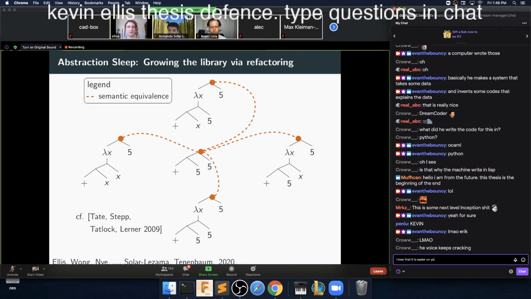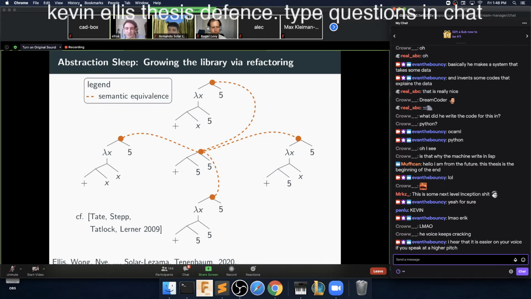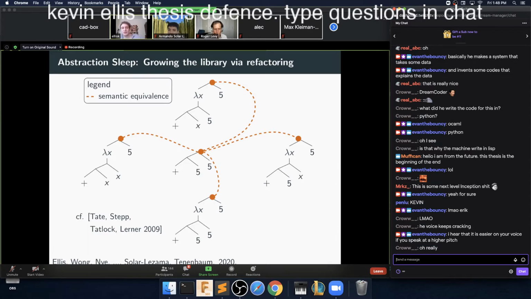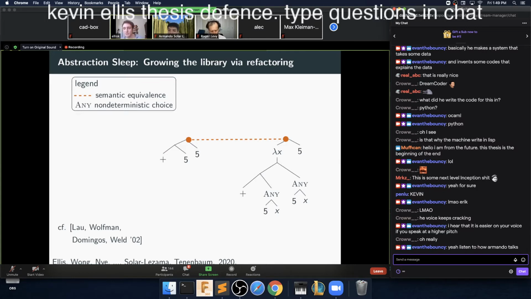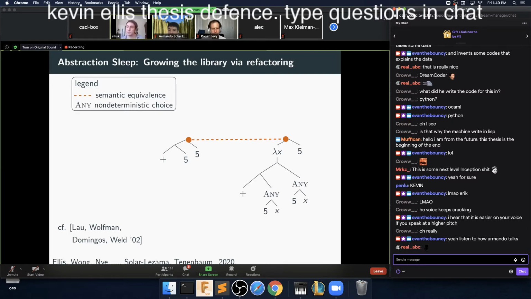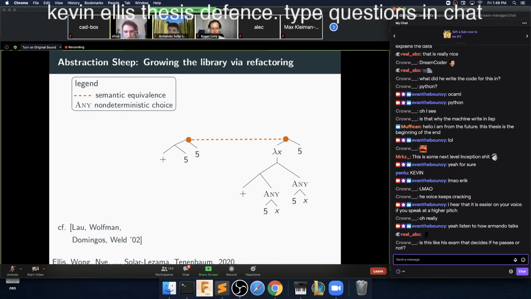So all of these are semantically equivalent to the original expression, a relationship which I'm going to notate with this dashed orange line. And if you look at all these refactorings, they look almost exactly the same. They just vary in whether the leaf is a 5 or an x. And we can collapse together all of these refactorings using another idea from the programming languages community, that of using version spaces to represent large sets of programs. So here, the version space idea is this node I've labeled any, which means a non-deterministic choice. So you can choose any of the children of an any node and still respect these semantic equivalence relationships.